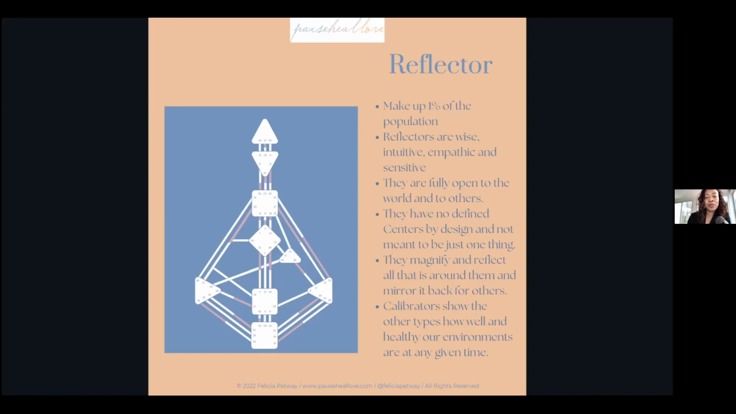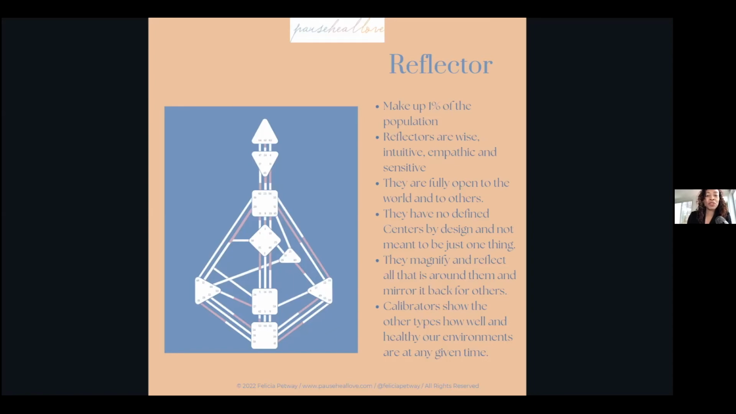Reflectors are truly unique and operate differently than most other types. Unlike the other types whose open centers are vulnerable to conditioning, reflectors are not at the mercy of their openness like the other types would be. Their open centers act more like Teflon, making them sensitive but tough. It's almost like things will hit their open centers, but they have that wisdom to decide what they'll let pass through and what they'll let just slide off of them like Teflon.